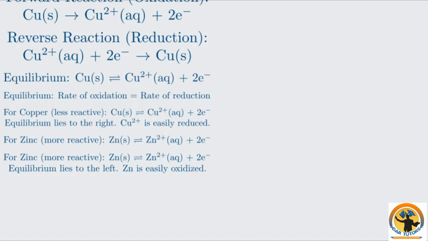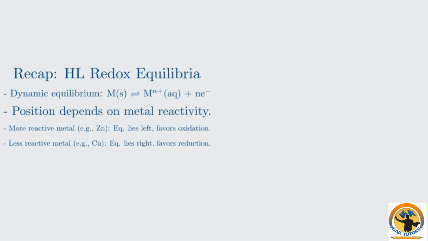To recap, we've seen that a redox equilibrium is established at the interface between a metal and its ions. This equilibrium is dynamic, with opposing oxidation and reduction reactions occurring. The position of this equilibrium, which depends on the metal's reactivity, dictates the ease of oxidation or reduction and the resulting electrical potential. Understanding these electrode potentials is key to building and analyzing electrochemical cells.